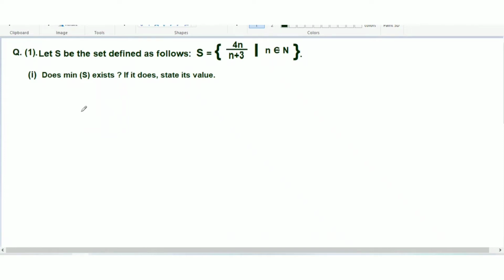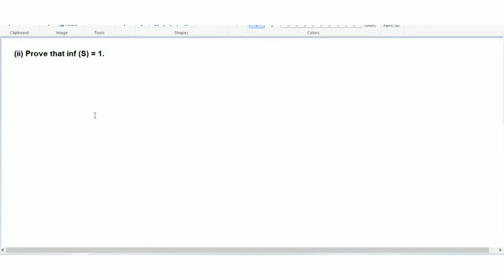Hello everyone. In today's video, we are going to find the supremum of S, the infimum of S, and the minimum of S, where S is a set given here. In the first question we will find the minimum of S. In the second question we will prove that the infimum of set S is equal to 1. And in the third question we will prove that the supremum of S is equal to 4.